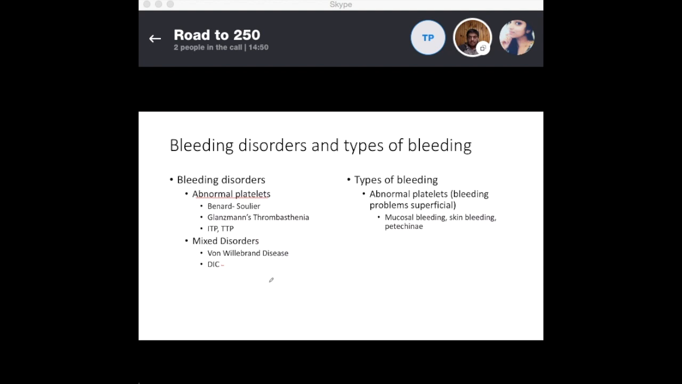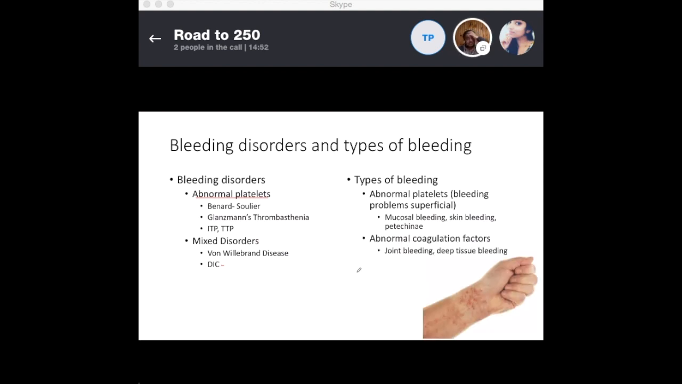All right, so there are types of bleeding. With abnormal platelet dysfunction, your bleeding problems are superficial, so you get mucosal bleeding or skin bleeding or petechiae. And then there's abnormal coagulation. When there's an abnormal coagulation factor, you're going to get more joint bleeding or deep tissue bleeding.